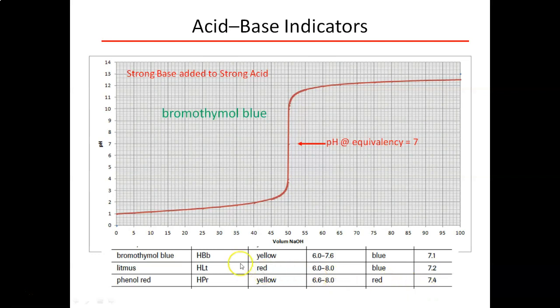And we would see that my bromothymol blue would be green, because below 6 it's yellow, above 7.6 it's blue, so a pH of 7 will be a combination of the two, it'll be green. Likewise, litmus will be purple, it'll be a combination of the two colors, and phenol red will be orange, because it also will be a combination of the two colors.